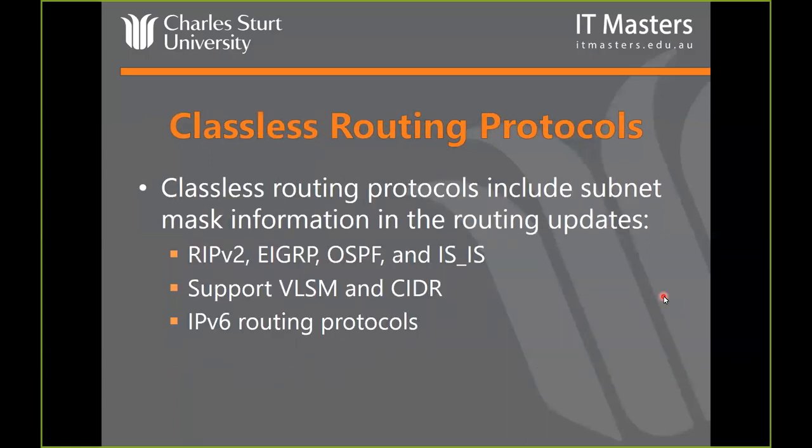Classless routing protocols, however, do send subnet information in the routing updates. So RIP version 2, EIGRP, OSPF, ISIS, and of course BGP. This then means that they'll support variable length subnet masking. So you can use a /24, a /23, a /8, a /16 subnet mask. Doesn't matter, it will still work.